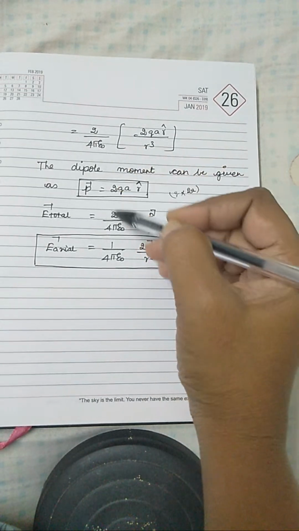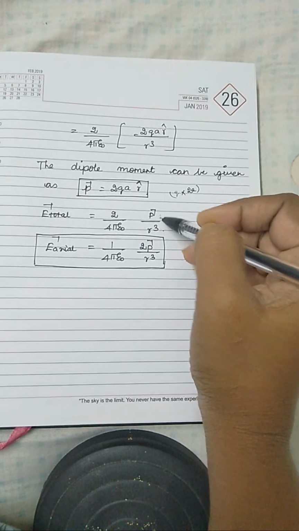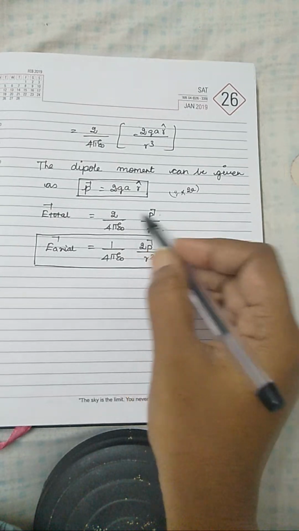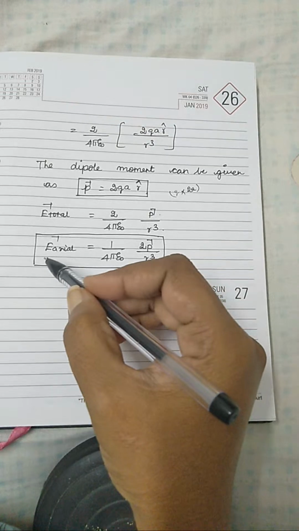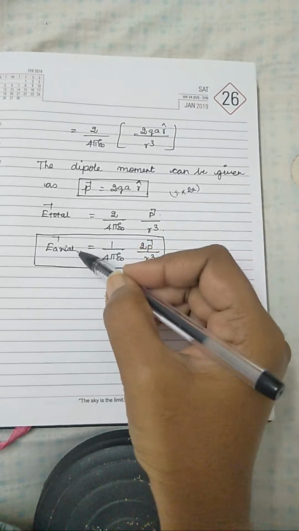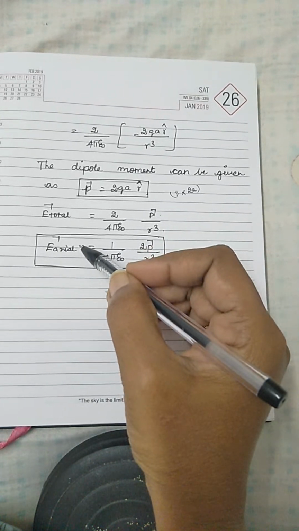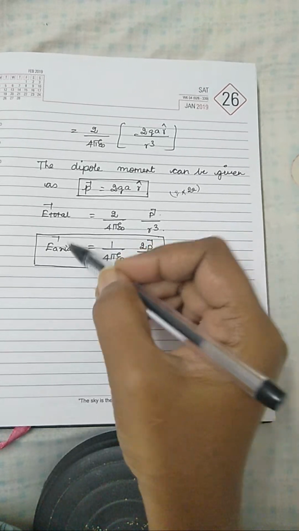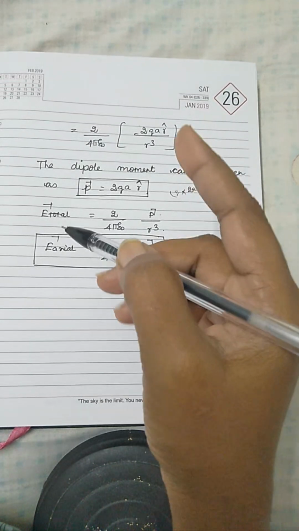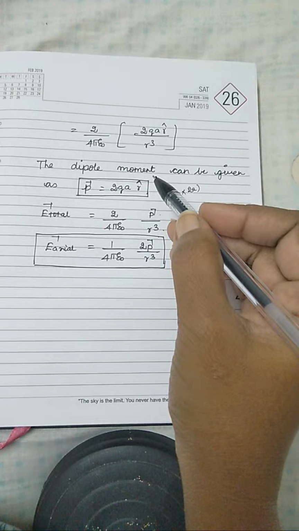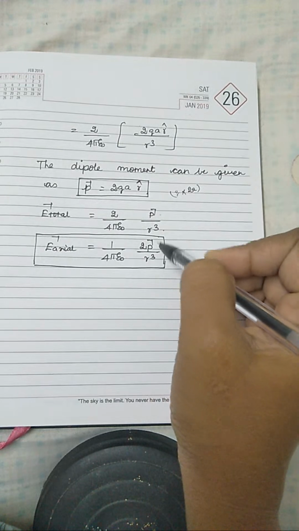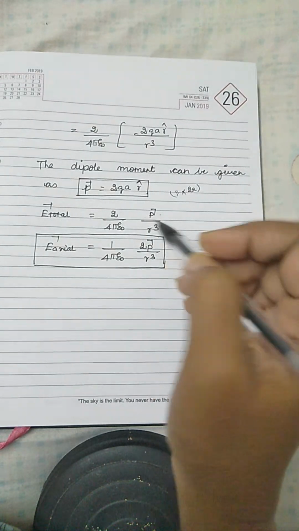So 2 divided by 4 pi epsilon naught into p vector by r cube, which can be written in the general equation like 1 by 4 pi epsilon naught, 2p vector divided by r cube, is the E vector for a dipole when the test point is taken along the axial line. Here we did the derivation when the test point is taken along the axial line of the dipole. So what is the value? For a point charge, it is 1 by 4 pi epsilon naught q divided by r square, and for a dipole, 1 by 4 pi epsilon naught 2p vector divided by r cube. Thank you.